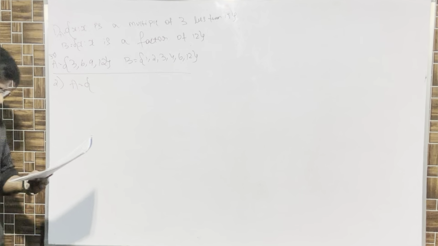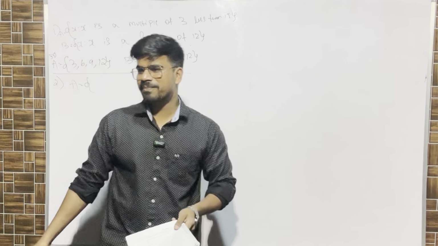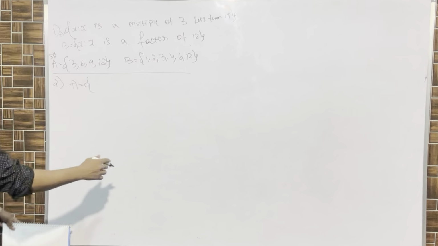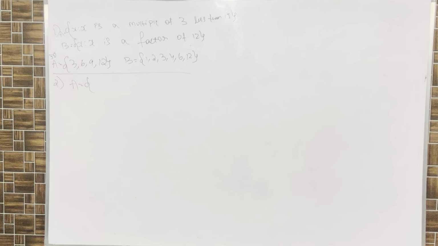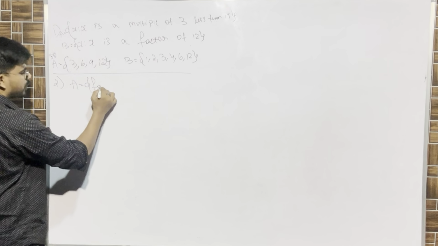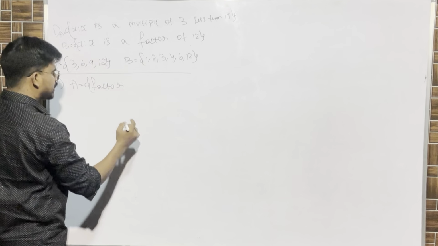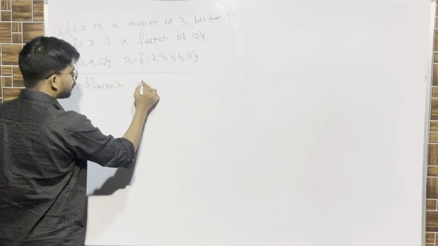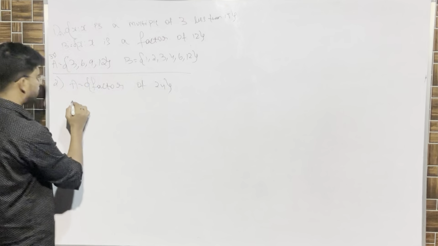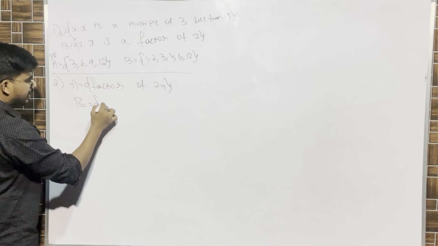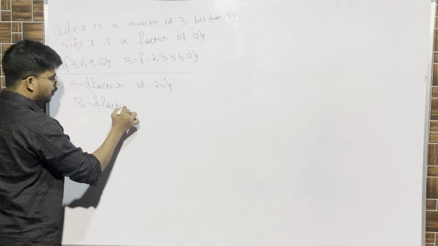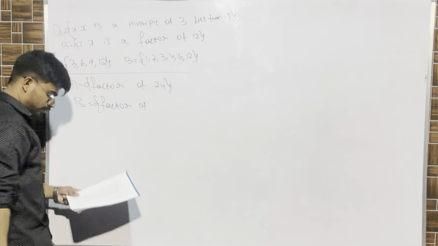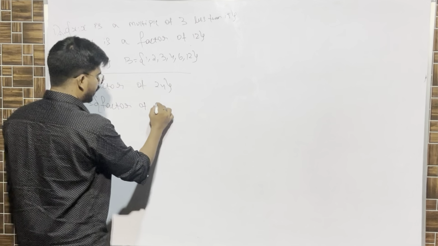A is a factor of 24. What are the factors of 24? Let me just write the question first of all. You guys give it a try. B is a set, factor of 120.